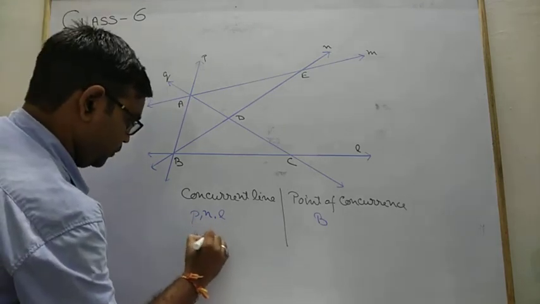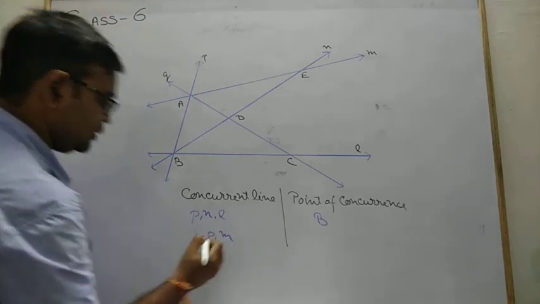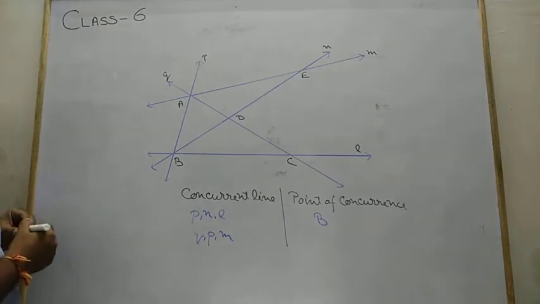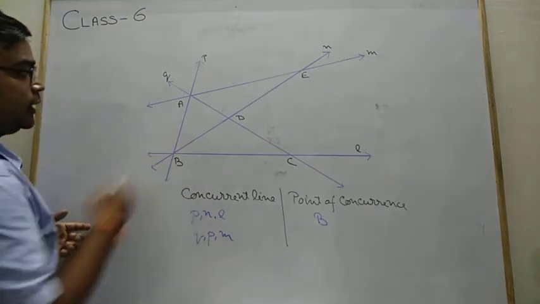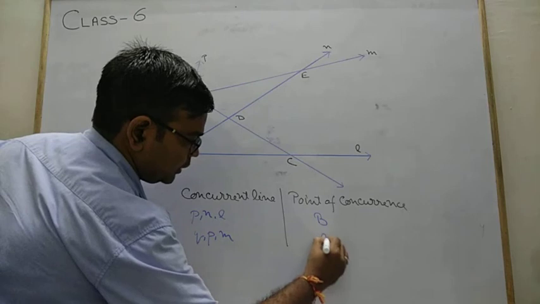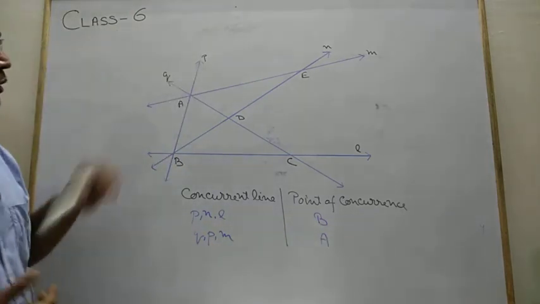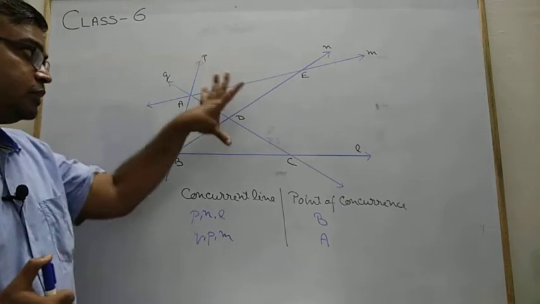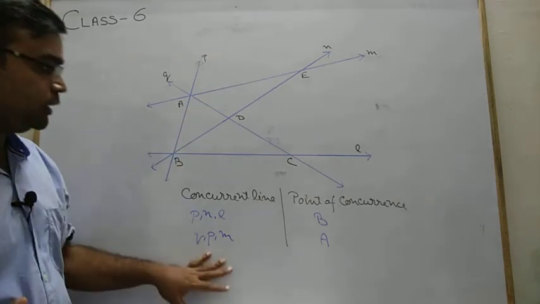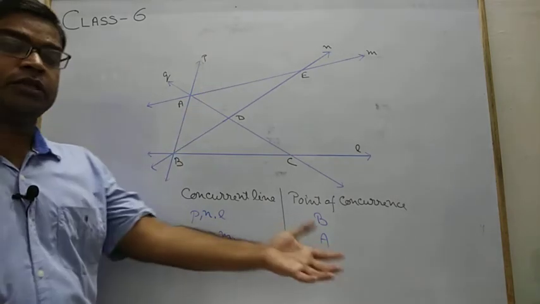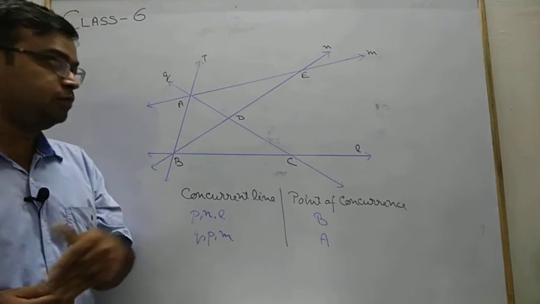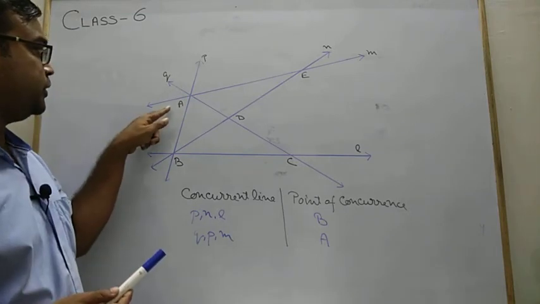Q, P, and M. These three lines are concurrent lines, and the point of concurrence is your A. So this is your answer. So from this you can easily find out. Not only this type of question, but the questions discussed in the last two or three examples, you can easily find out.